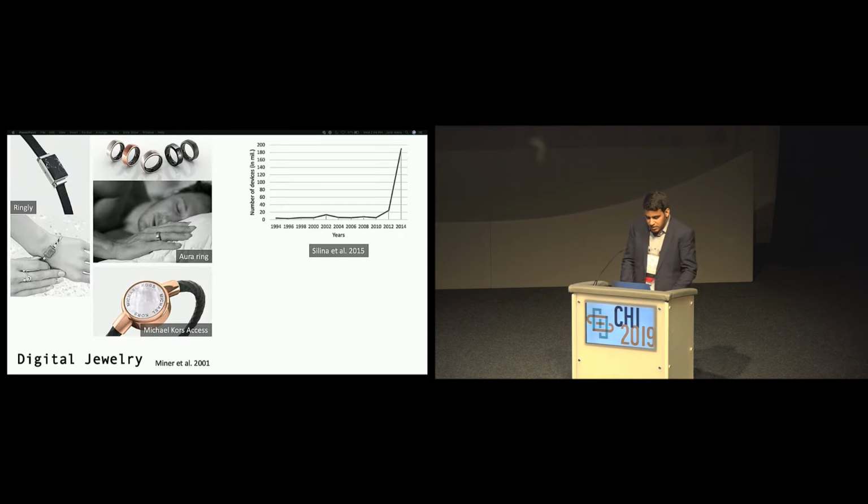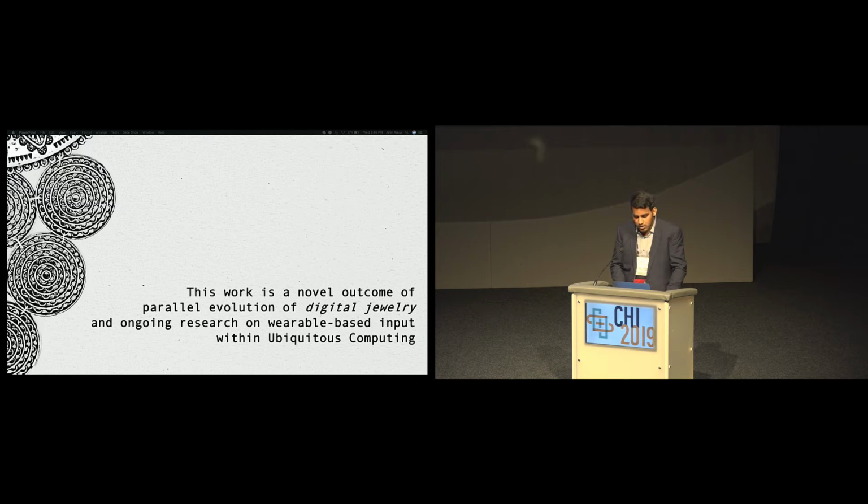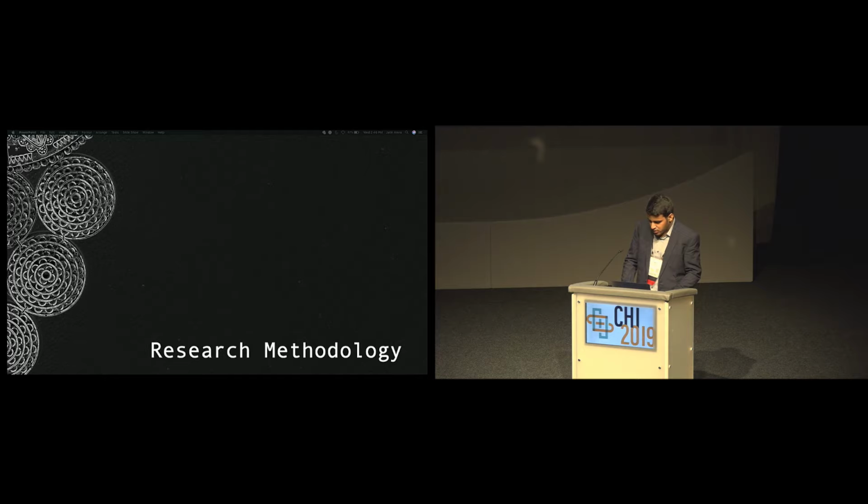The popularity of digital jewelry has increased considerably in the last few years, as concluded by Selena et al., who conducted a survey of this field. Usually modeled as a ring or a bracelet, these devices are used for many applications like health monitoring, sleep monitoring, or just motion tracking, and even notifications in some cases. So overall, this work is a novel outcome of this parallel evolution between digital jewelry and ubiquitous computing.